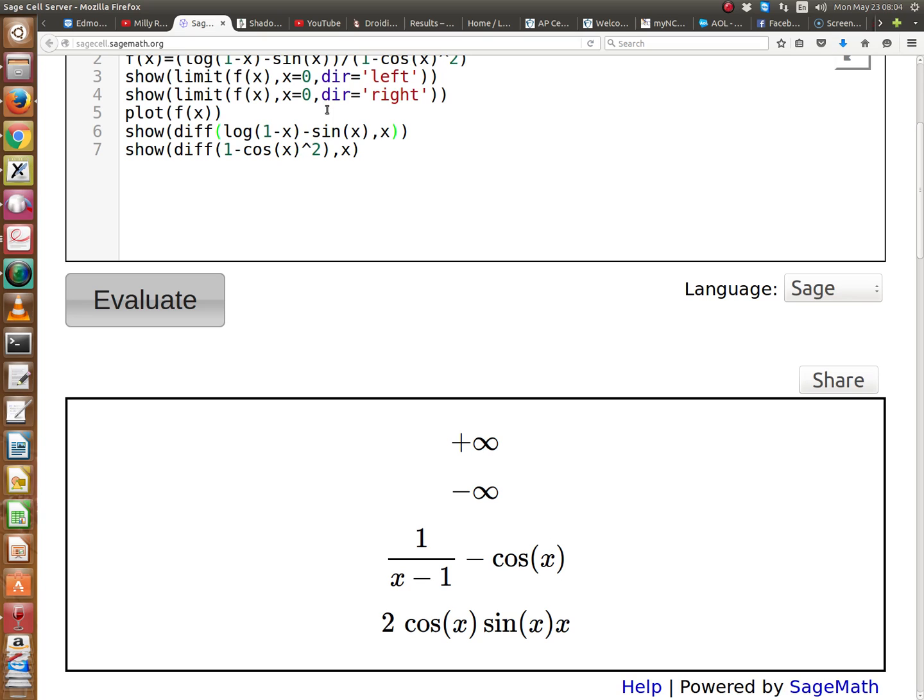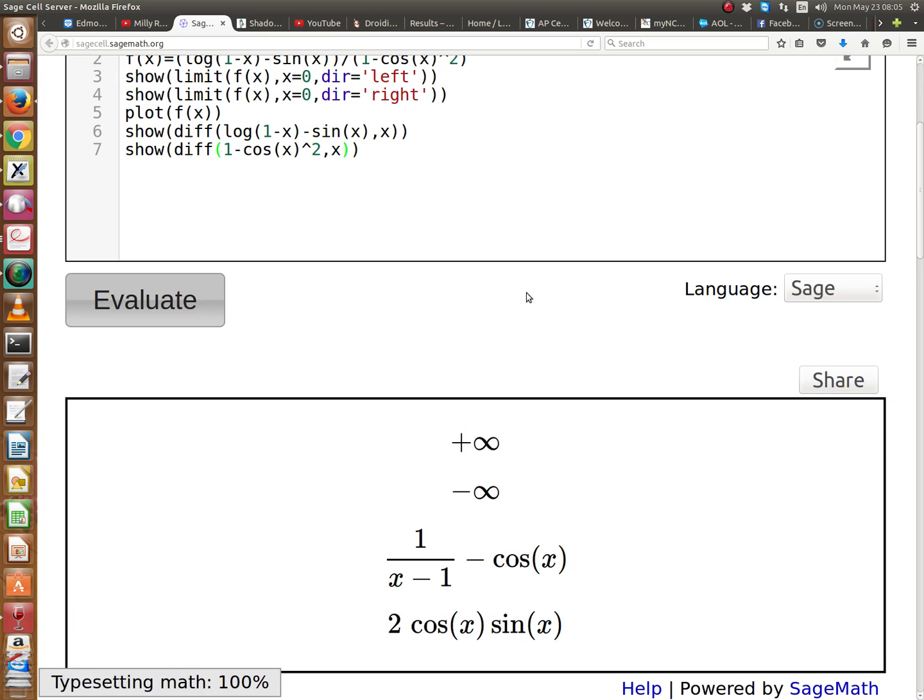Oh, did I put it in the wrong place? I put it in the wrong place. Inside the diff, comma x. Okay, we had deprecation warnings when we didn't have the comma x, either in the diff or in the integrator. I forget which, one of those. All right, let's check that.